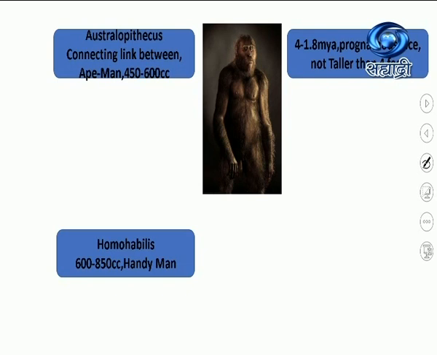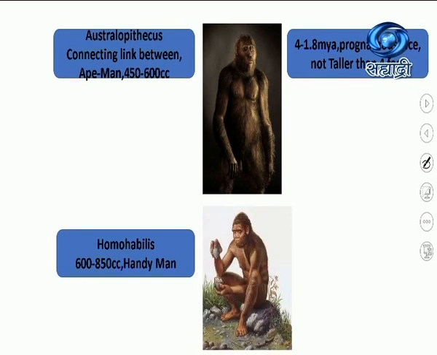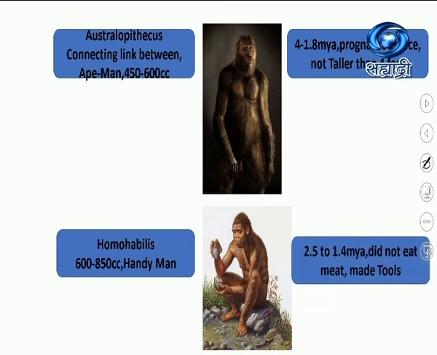Then comes the Homo habilis. Homo habilis, see, the cranial capacity increased. It is now 600 to 850 cc. He is also called the handy man. You can see in the picture. He is seen to use stone tools. It is believed that he might be the one who started using stones as tools, and so is also called the handy man. He lived 2.5 to 1.4 million years ago.